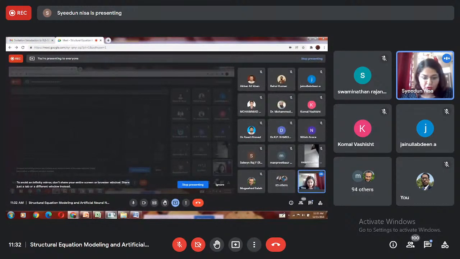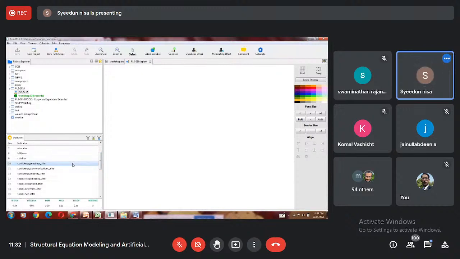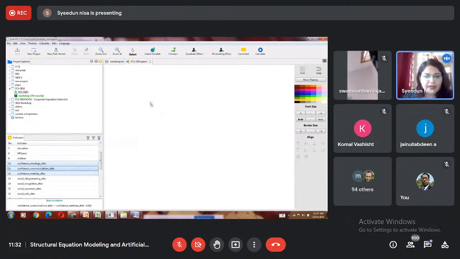So again, go to this. All of us have imported this, so I don't think there is any issue here. So now I am making a model. What I'll do is take two things first. First is confidence. Okay, so click on confidence first, press shift, and select these three items. Okay, and then drag and drop them here.